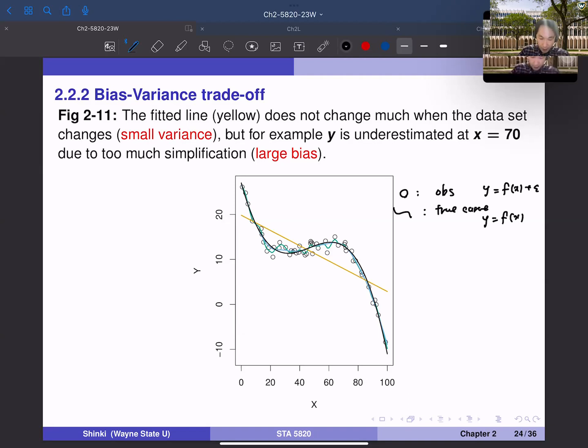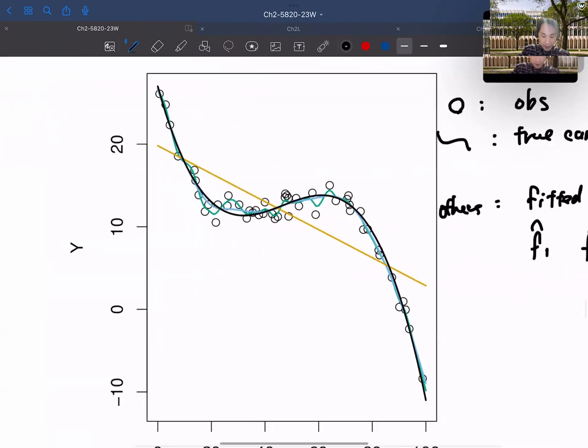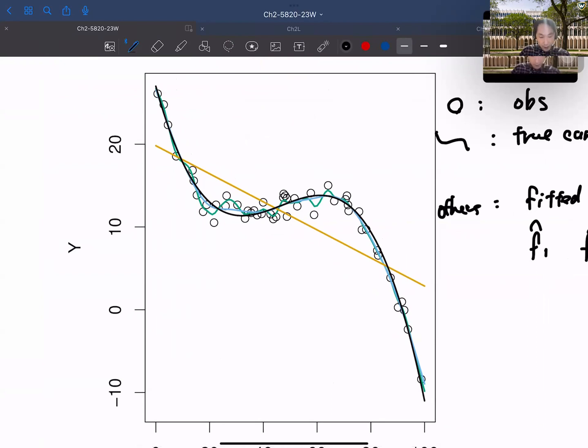And the other 3 lines are fitted curves. So I would say this is f hat. We have 3 kinds of f hat, maybe f1 hat, f2 hat, and f3 hat. And you can see that at first, probably the blue curve is the best. You can see the blue curve is closest to the black line most of the time. So if you pick a specific point, maybe other curves are better. For example, the yellow curve is better at this point, and maybe the green curve is better than the blue curve at maybe this point or something. But mostly the blue curve is closest to the truth, the black curve.